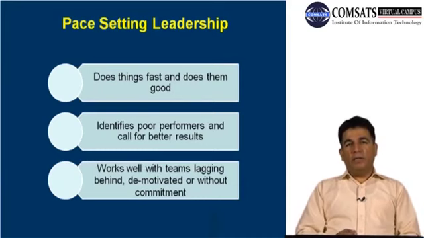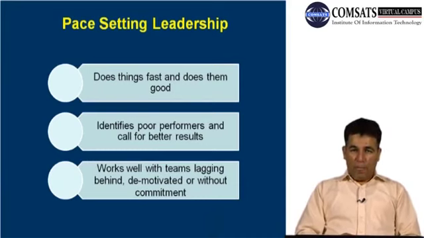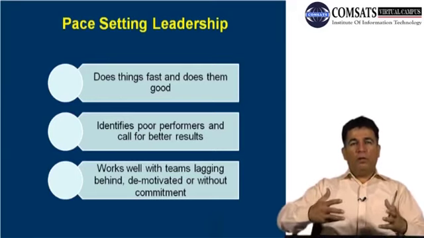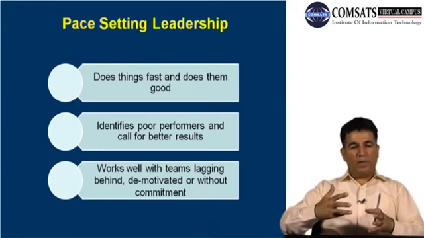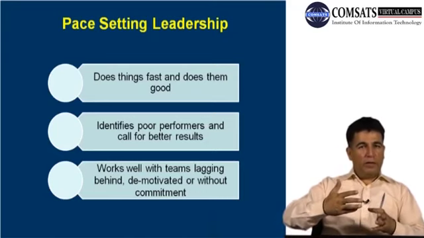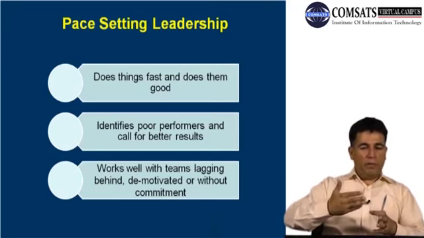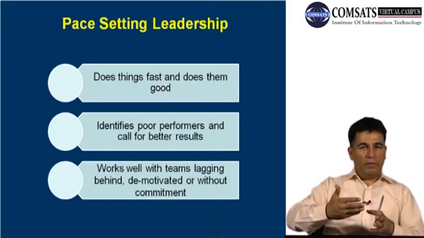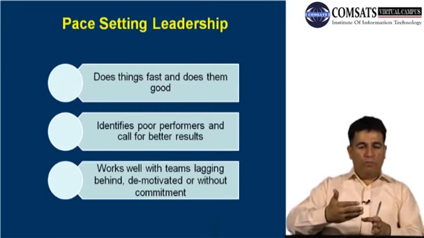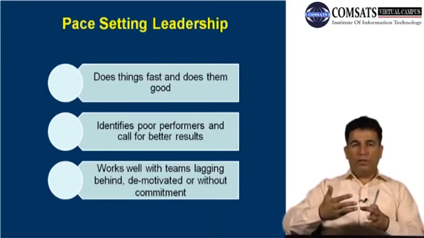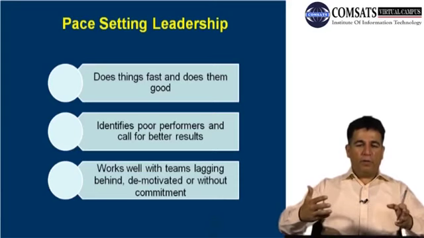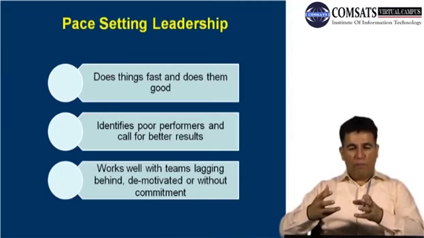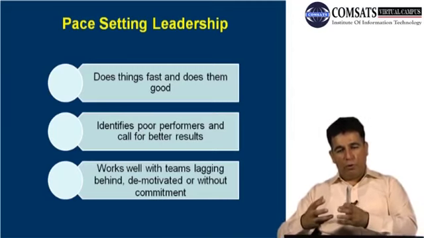Okay, the next leadership style is pace setting leadership. Now in this, the leader does things fast and does them well. This leader is dynamic and a fast performer. For example, this type of leader believes in fast work and does his or her activities on time, identifies poor performers and calls for better results. So this pace setting leader is good at identifying the poor performers, and of course tries to ensure better results.